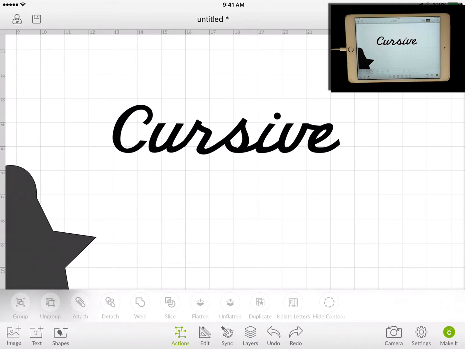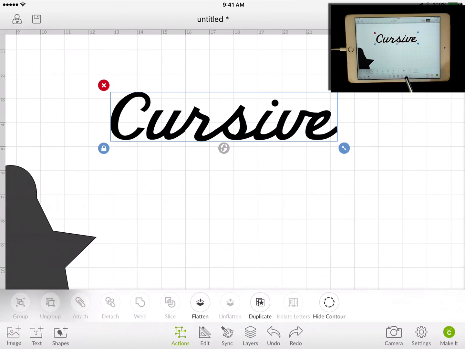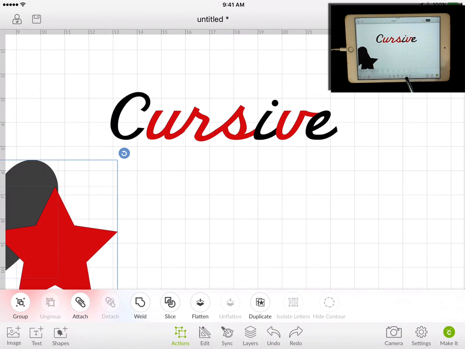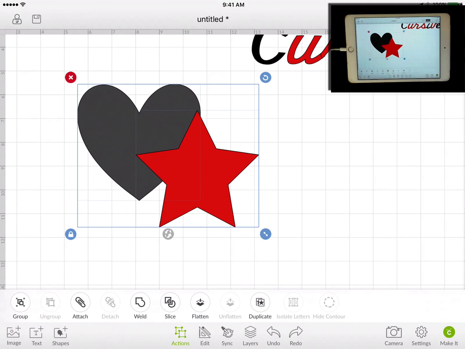Now, a couple things to remember when you weld. You are not able to unweld. So, I can't select this and find an unweld button on here. What you will have to do if you accidentally welded something that doesn't look good, you're going to have to use the undo button. And when you click the undo, now you go back to where you were before. So there's that heart and star with that. All right. So that's how the weld works.